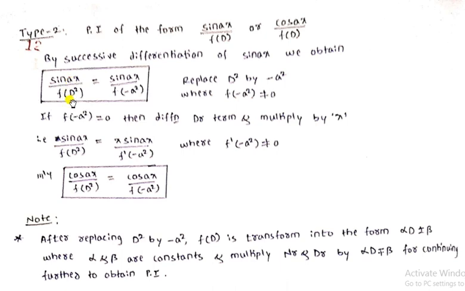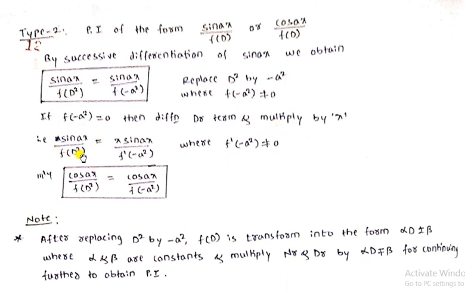So you have to replace D square by minus a square. Minus a square means minus into a square value, so please don't write minus a square as plus a square. Replace D square by minus a square, and here f of minus a square is not equal to 0. Suppose f of minus a square is equal to 0, then differentiate the denominator term and multiply by x here.